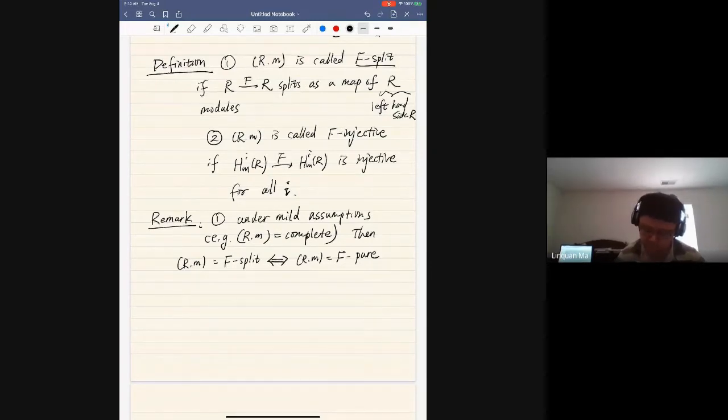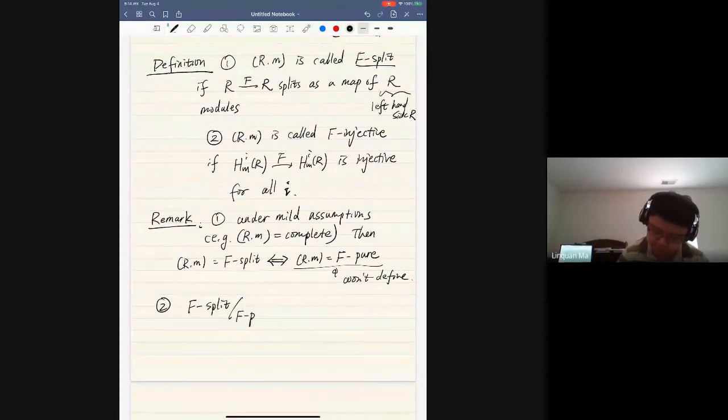I won't define this because it's slightly more technical than F-split, but in most contexts, it's really the same thing. So I'm just going to work with F-split rings. And two, F-split, or if you like F-pure, whatever that means, this clearly implies F-injective.